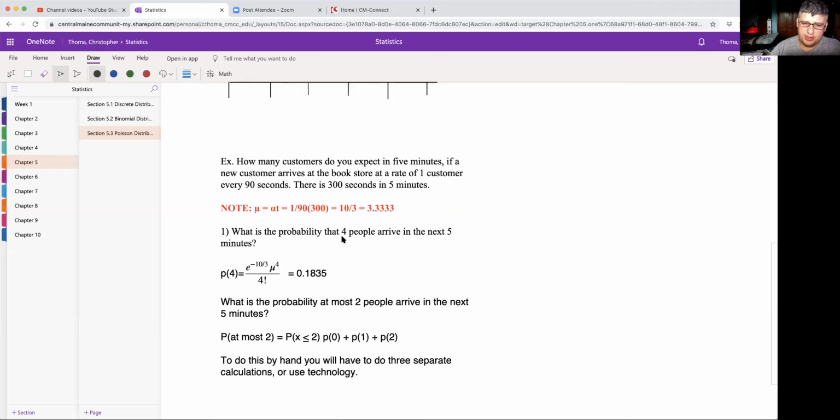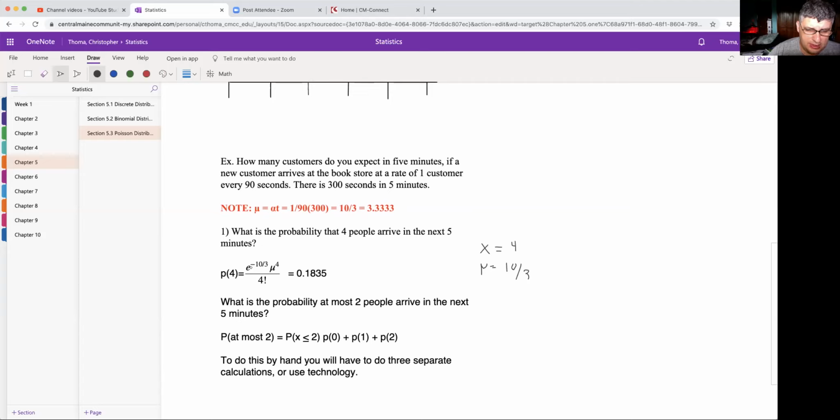So what is the probability that 4 people arrive in the next 5 minutes? This is the probability that x equals 4. Now I'm just substituting things in, because we know the mean is 10 over 3.